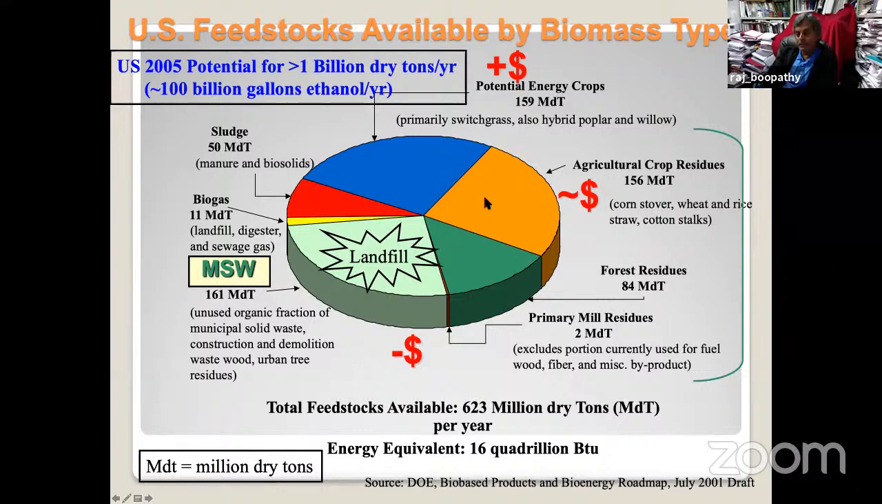10% goes back as fertilizer, as a soil amendment. 90% of the crop residue could potentially be used for lignocellulosic material. And then we have forest residue from sawmills where we produce our lumber. As I said, landfill is a potential source of lignocellulosic materials.